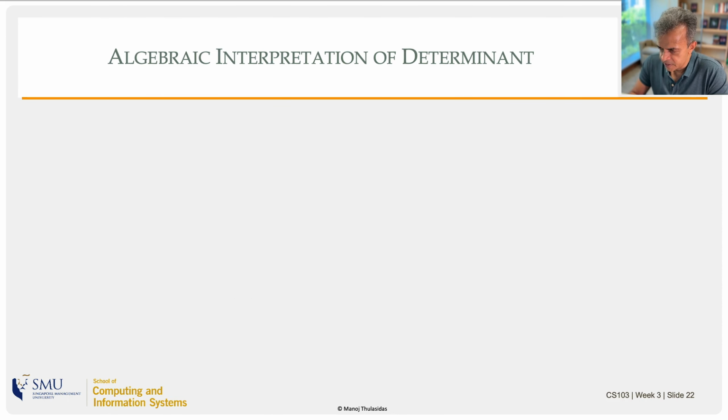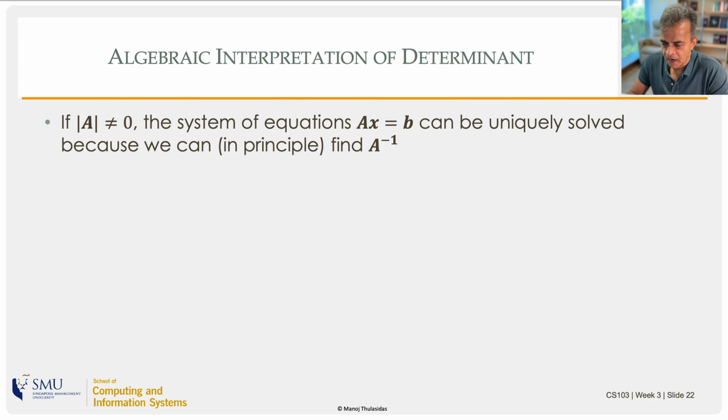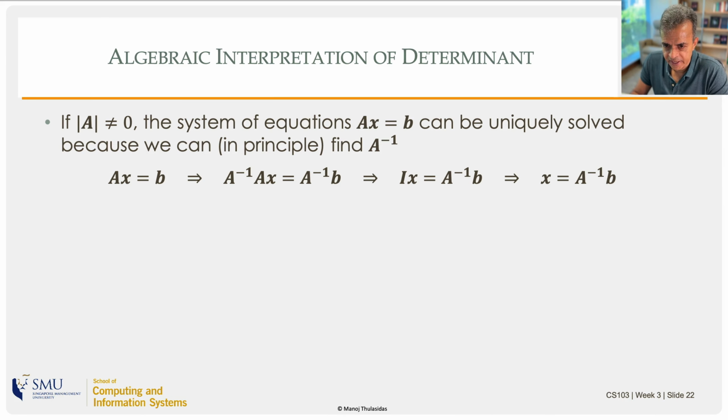So there is an algebraic interpretation of the determinant, and it's that if the determinant of A is not 0, then the system of equations Ax = B can be solved uniquely, meaning there's only a unique solution for the variables in the variable vector x, and we can find A inverse, at least in principle. So this is something that we wrote earlier. Ax = B implies that A inverse A times x is A inverse B, providing that A inverse exists, and that condition will be satisfied if the determinant is non-zero. So x is A inverse B.